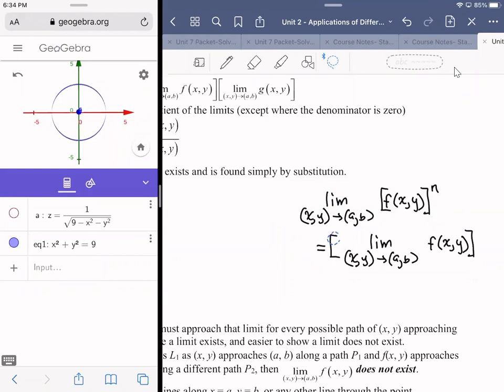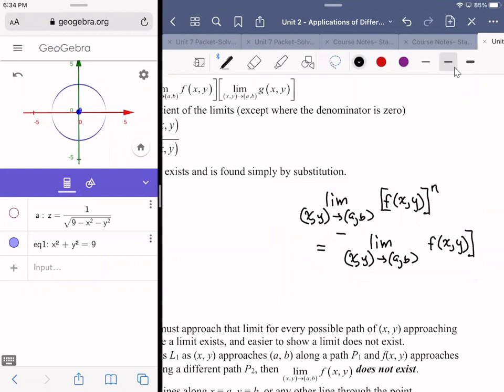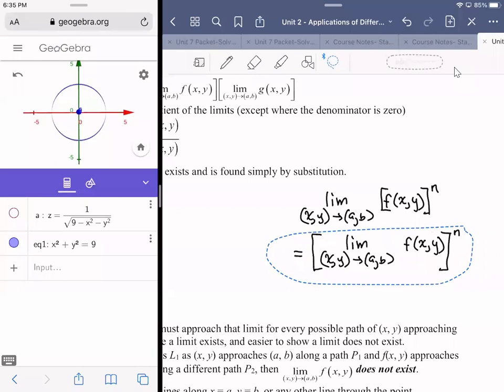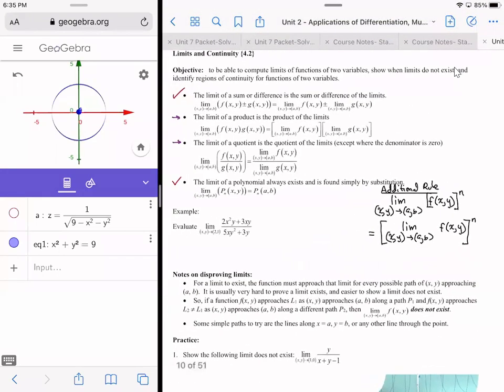It's a terrible looking square bracket there. Hold on, let me clean that up. The limit raised to the power. So find the limit first and then raise to the power after the fact. So powers and roots go hand in hand when it comes to this stuff. All right, so this is another rule, the additional rule. All right, that's a big one, pretty important.